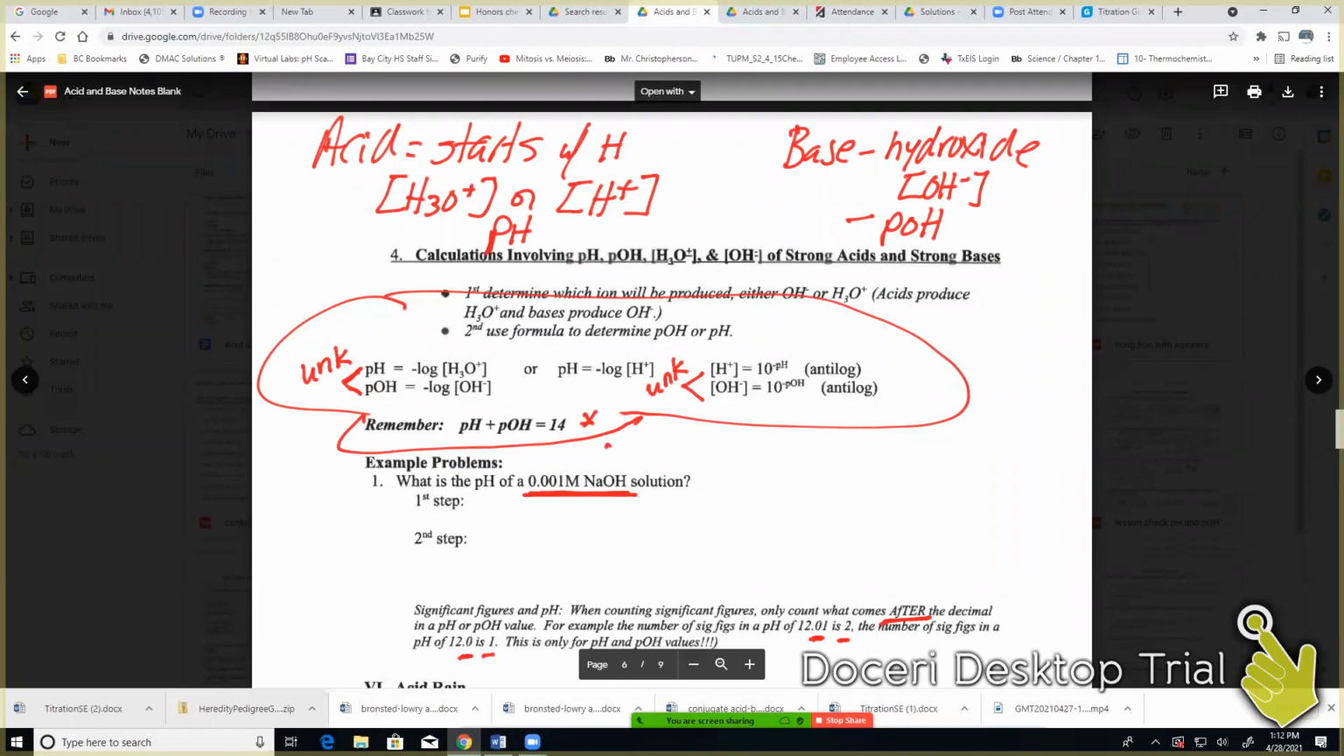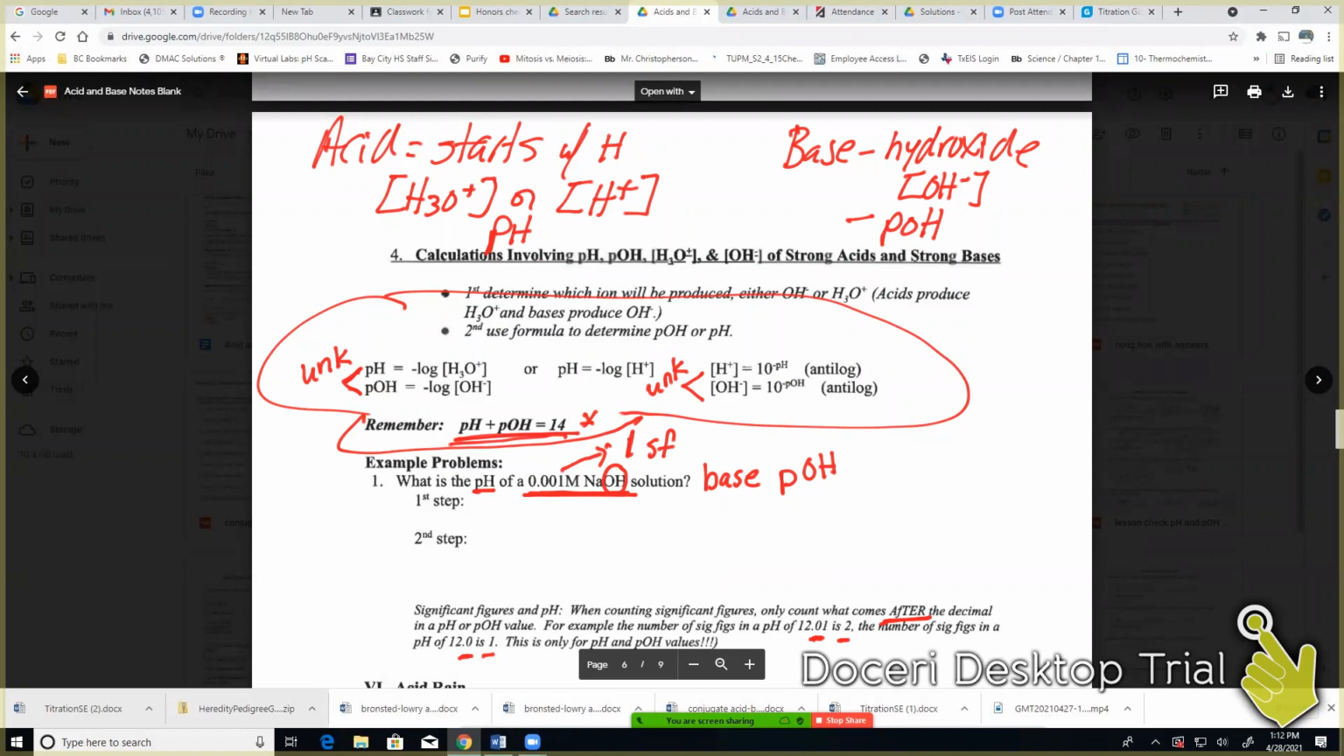All right, so we're going to look at this one. I have 0.001 molar sodium hydroxide. That's just 1 sig fig. It's a hydroxide, so it's a base. So that means I'm going to have to find pOH first. This is asking for a pH. I can't find that from a concentration of a base. I have to find pOH first, and then I can use this little relationship to get my pH.